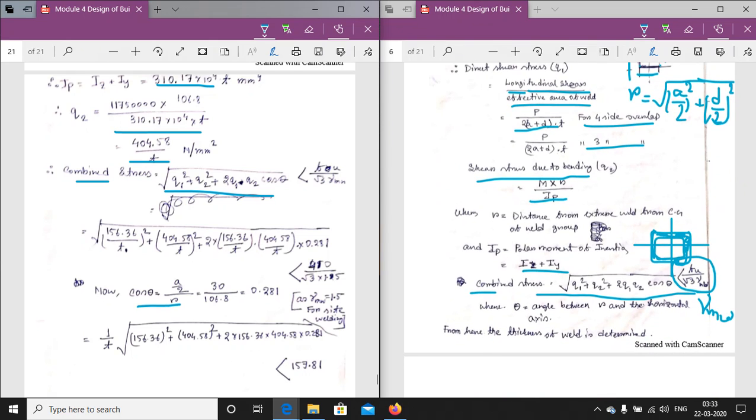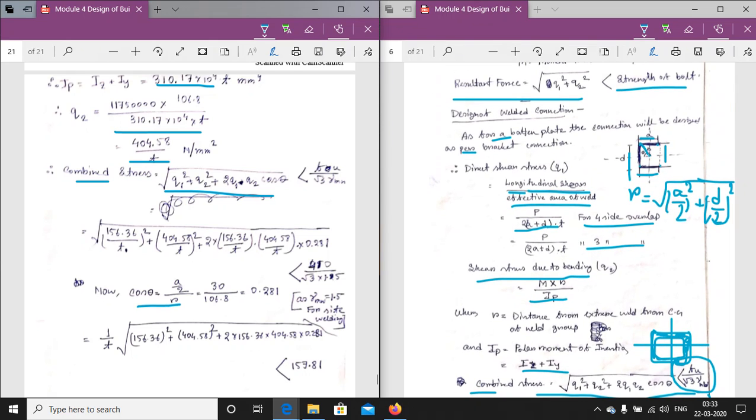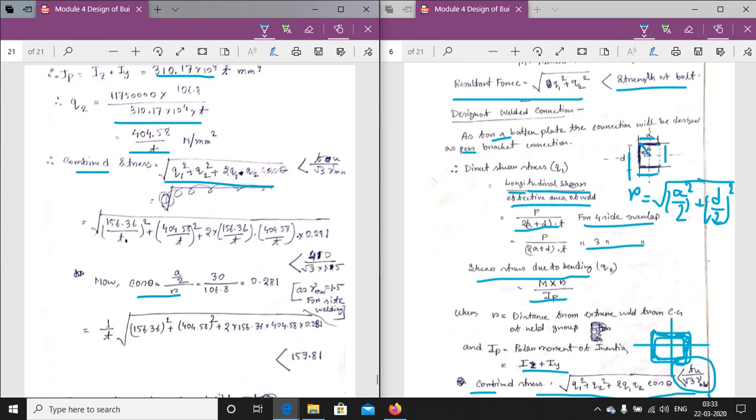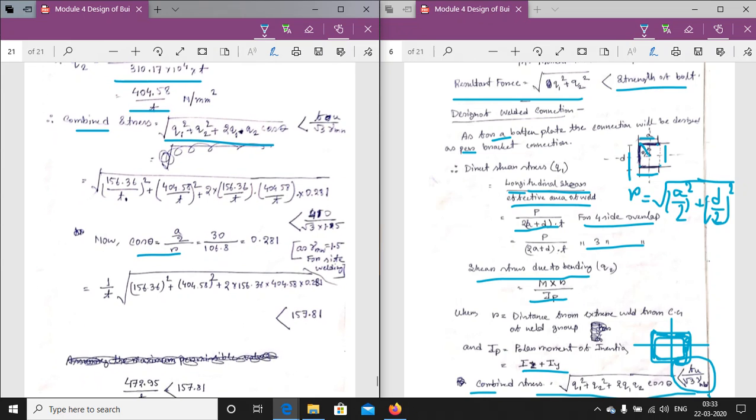Cos theta is equal to, theta is the angle between r and the horizontal, so this is a by 2 and this is r. Base by hypotenuse equals cos theta. If we see the diagram, this is r, this is d by 2, and this is a by 2. If we rotate it like that, this is the value of theta. So cos theta is equal to 0.281.